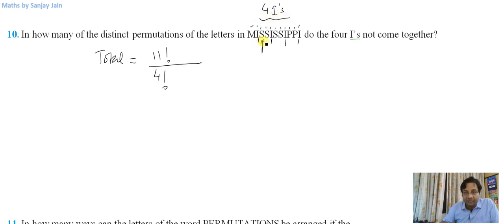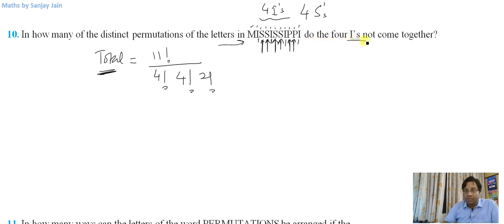And now let us focus on S. 1, 2, 3, 4 S are present. So I'll divide it by another 4 factorial. Now let us see if there is any other that are alike. P. So 2 factorial, and that's it. So these are the total number of permutations of these letters in Mississippi.